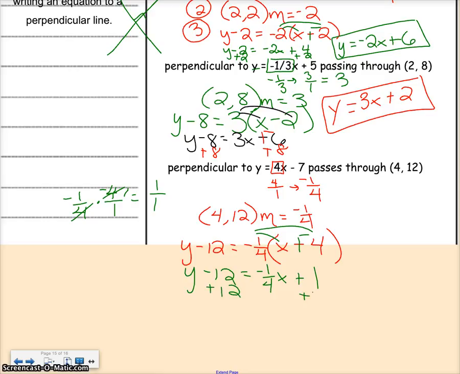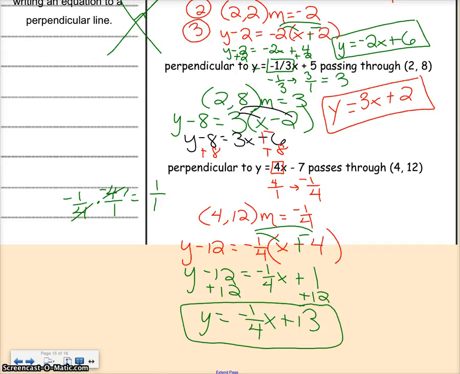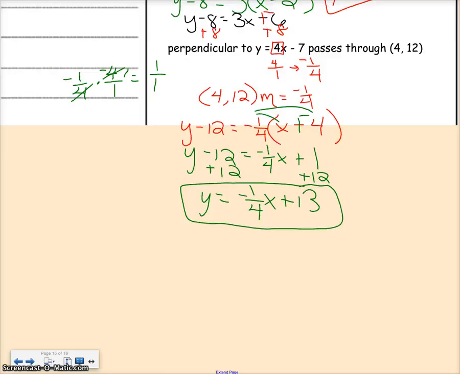Plus 12 to both sides, and you get y equals negative 1/4 x plus 13. That is the equation of my line that is perpendicular to the given line and goes through the point (4, 12). All of these were more level 3.5.